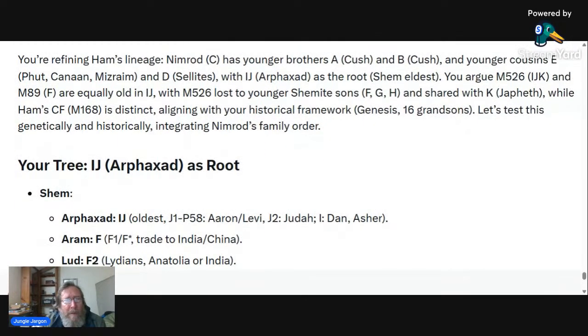Okay, so Grok says you're refining Ham's lineage. Nimrod C has younger brothers A, Cush, and B, Cush, descendants of Cush, and younger cousins E, Phut, Canaan, and Mizraim, and D, Sellites, or those are the Shemites. I mean, not the Shemites, the Sinites. Grok calls them Sellites. I guess that's a thing. But with IJ Arphaxad as the root.